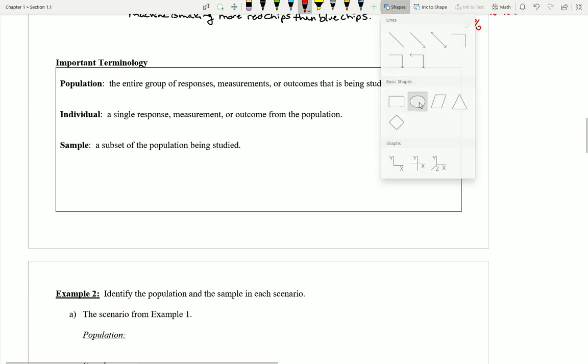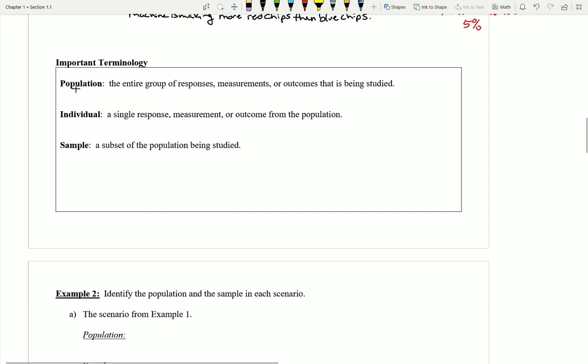So I'm going to go ahead and start by saying that when we talk about a population, that is that large group, the entire group of responses or measurements or outcomes that are being studied. So when I think about a population, I'm thinking about this overall large group of individuals, like this big red circle. And in there, I have a lot of different individuals. So I can imagine individuals as like these little X's.